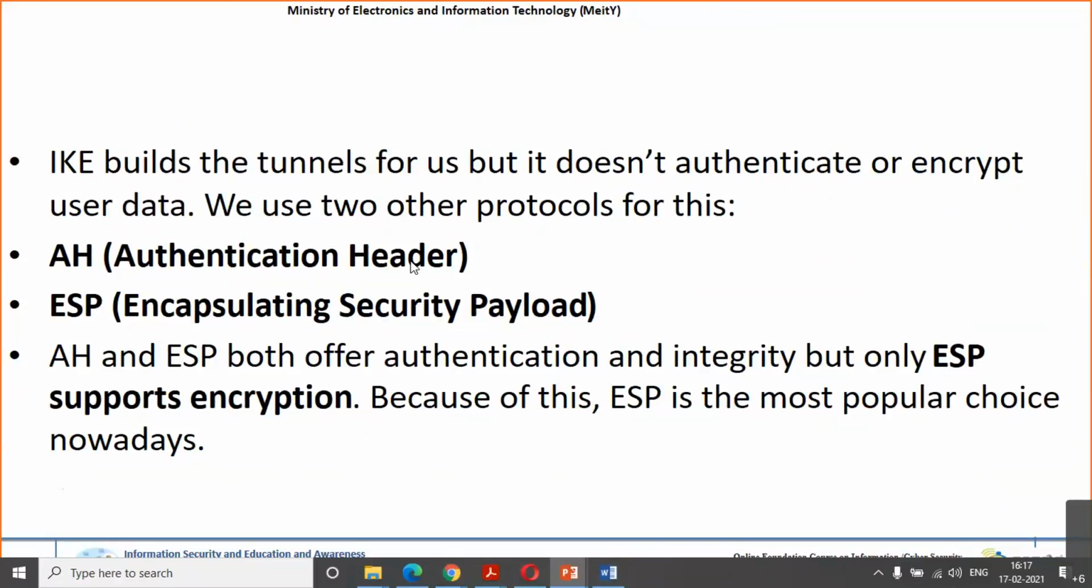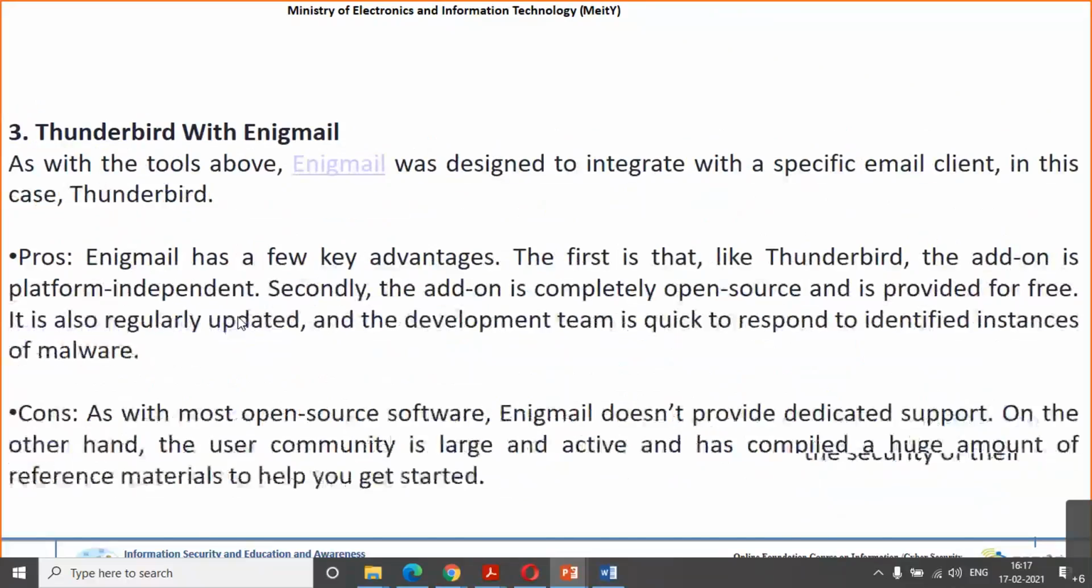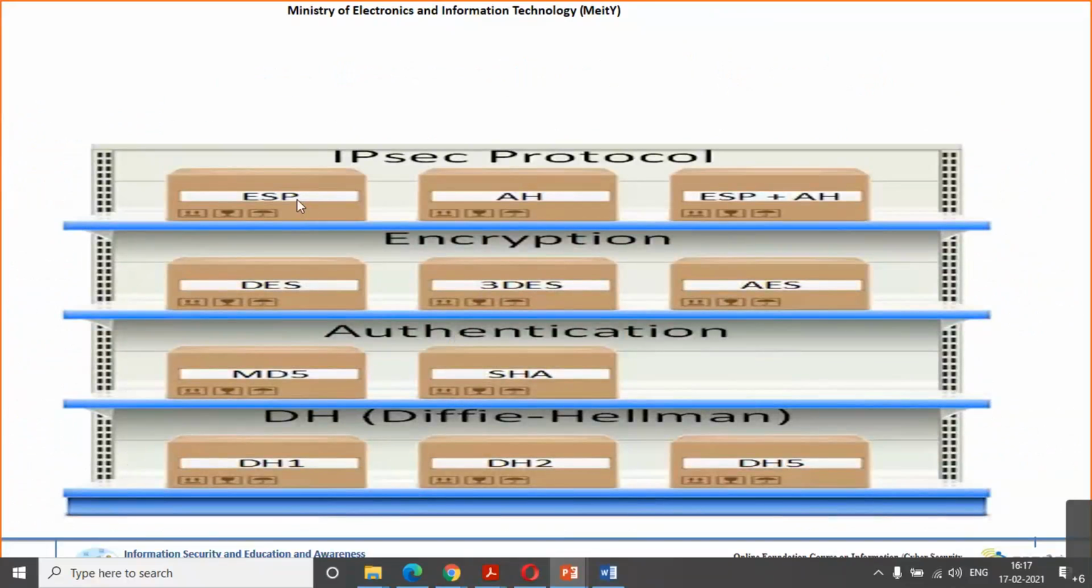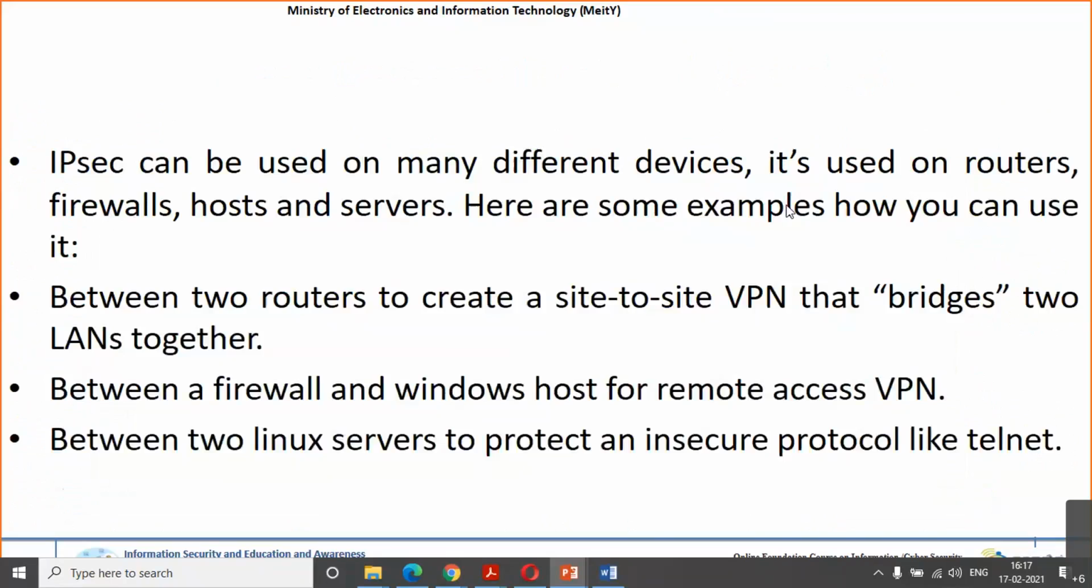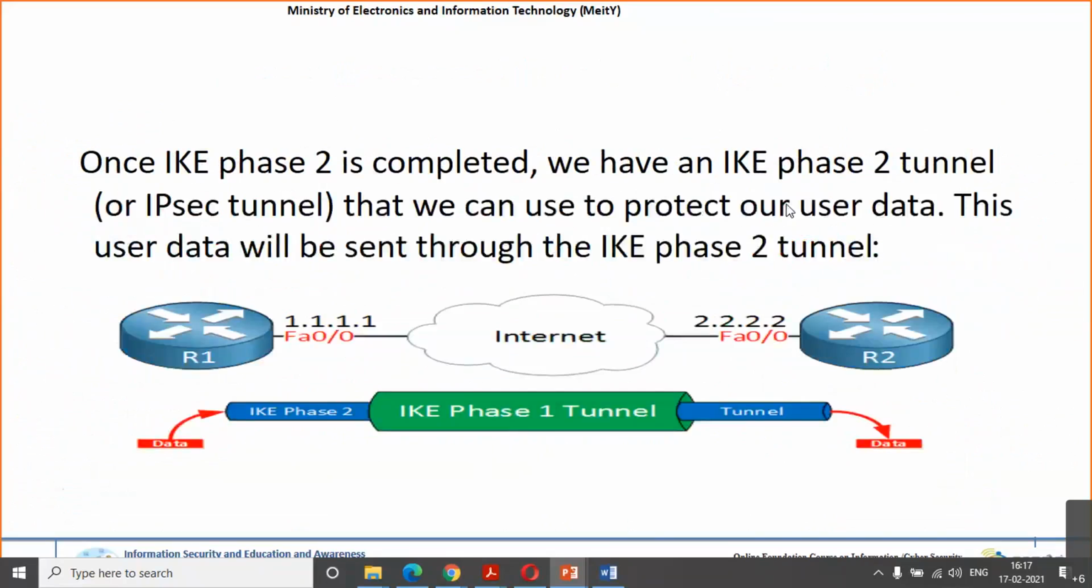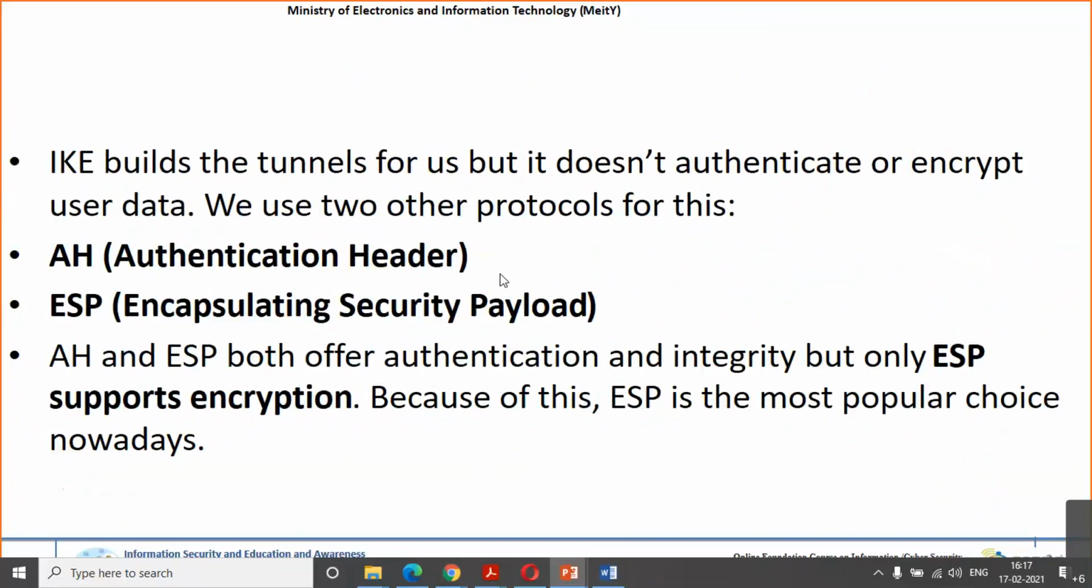Now there are two protocols in IPSec. The first is the authentication header protocol, and the other is ESP, encapsulating security payload, as I have told you in this diagram. The IPSec protocols are encapsulating security payload, authentication header, and ESP plus AH. Here we will see authentication header and ESP. The AH protocol only offers authentication and integrity, but ESP supports encryption also.